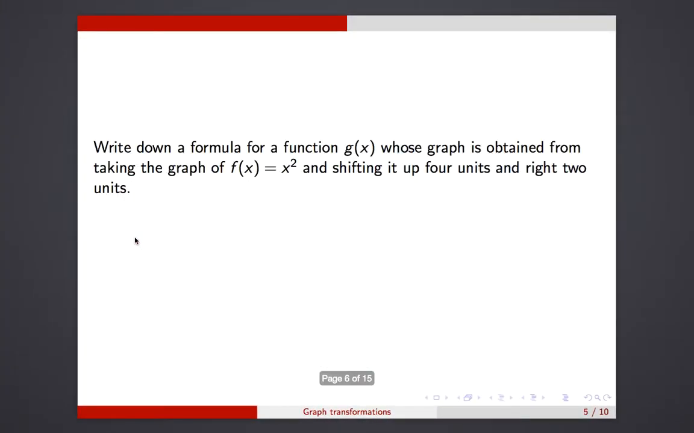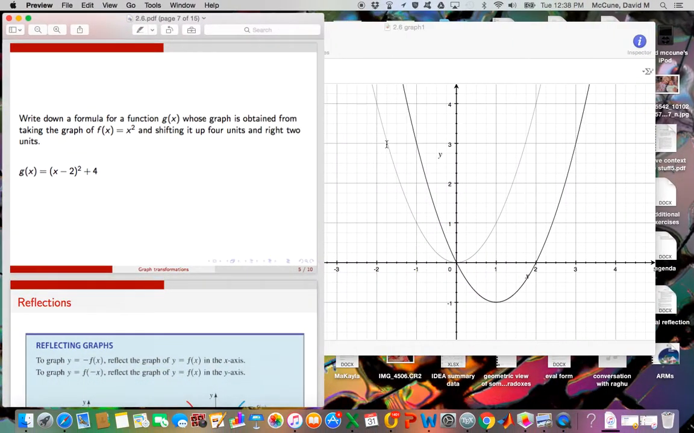Okay, so let's pause and do a question here. Write down a formula for a function g whose graph is basically the graph of x squared, but I want you to shift it up 4 and right 2. So here's what that looks like. If you want to shift something to the right by 2, you have to replace every x you see with an x minus 2. And then if you want to shift the resulting thing up, you add a plus 4 at the end. So x minus 2 quantity squared plus 4 moves me right 2, up 4.